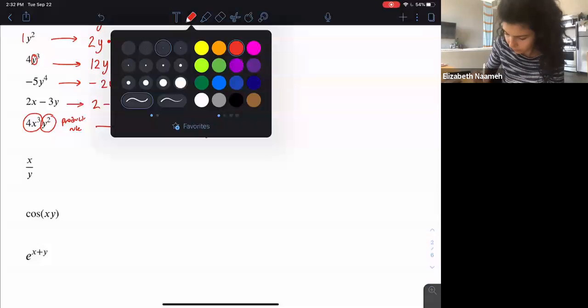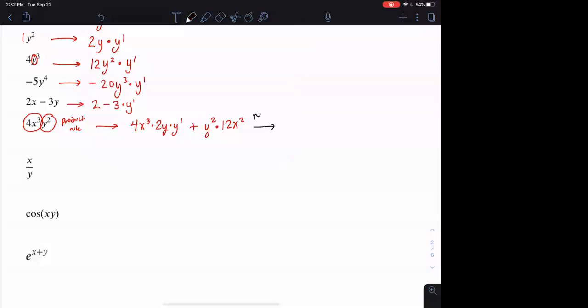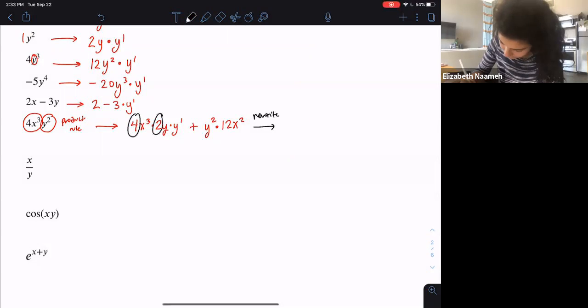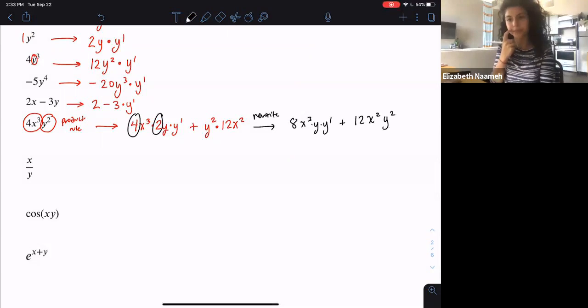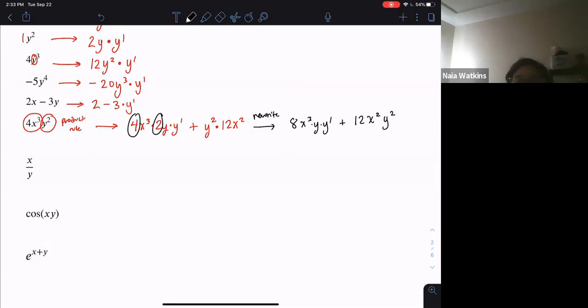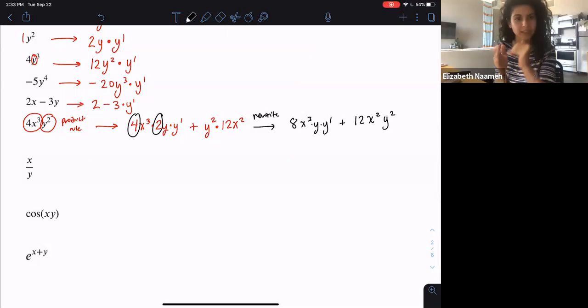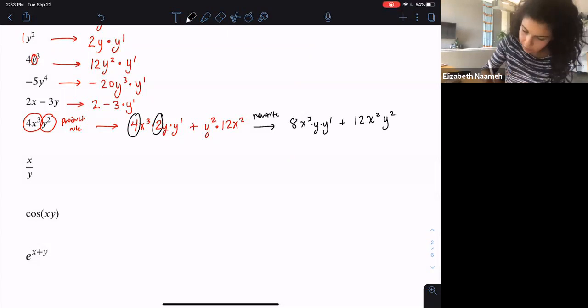Rewrite it, nice and neat. So we really have 4 times 2, so that's 8x cubed times y prime, plus, bring the number to the front, 12x squared y squared. That was a product rule. We'll practice more in a second. Let's go to the next problem.